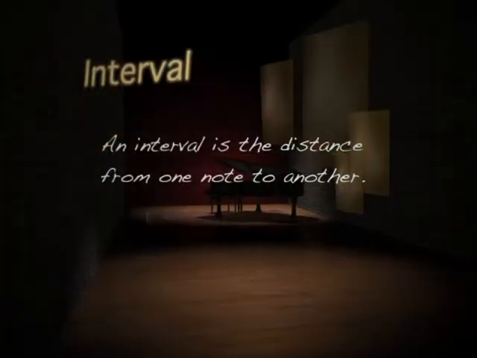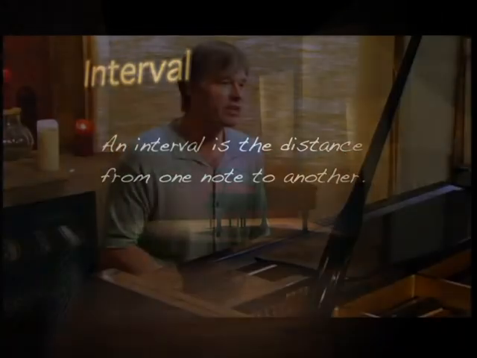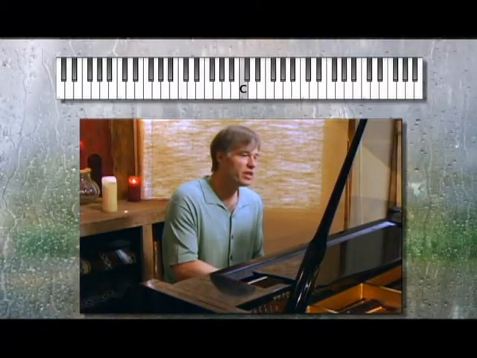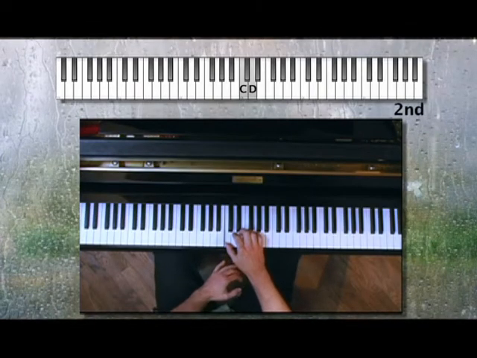Now that we know how to finger this scale, let's look at some of the musical relationships between the notes in a major scale. The distance from one note to another is called an interval. Let's look at the intervals from C to the other notes from the C major scale. We're naming these intervals based on their distance from C, the beginning note of the scale. The distance from C to the first note of the scale, D, is called a second.